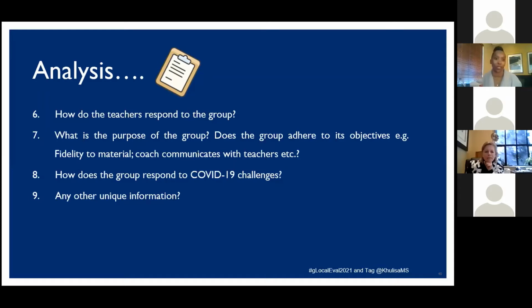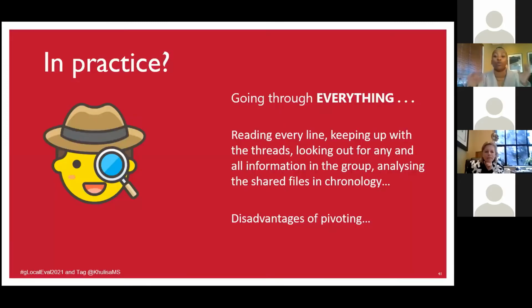But when you pivot, and it was an unplanned platform, you don't often have the time to sit down and craft what you want your platform to look like. But you'll throw it out and say, okay, on inspection, what is the purpose? Does it adhere to its general objectives? How does the group respond to COVID-19 challenges and any other unique information? Because that was also important to us: what can we see from how teachers interacted during lockdown, particularly on the COVID-19 issue? So on inspection, that's the thing again about pivoting. You have to look at everything, because you don't want to miss anything. And that's what it entailed in practice.